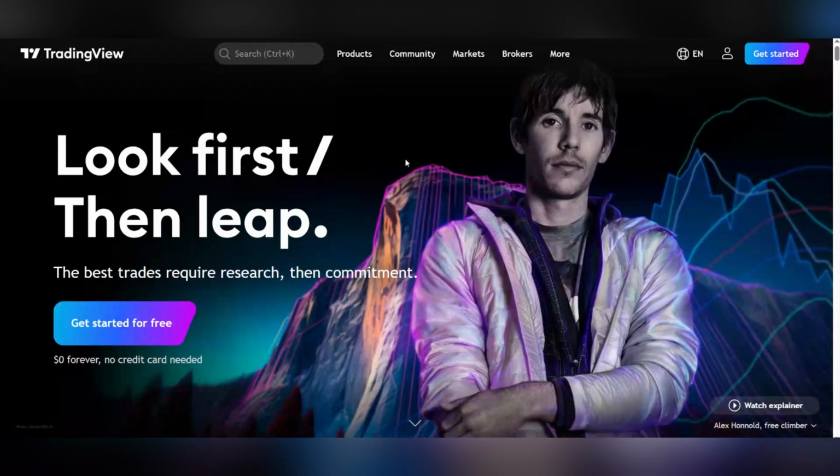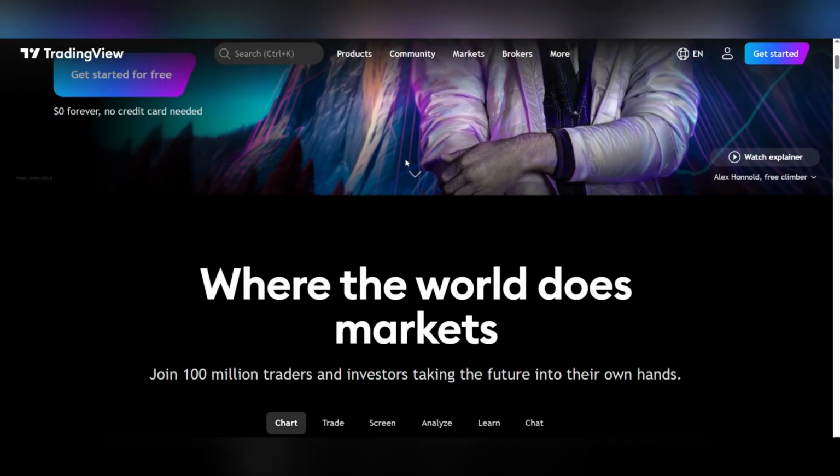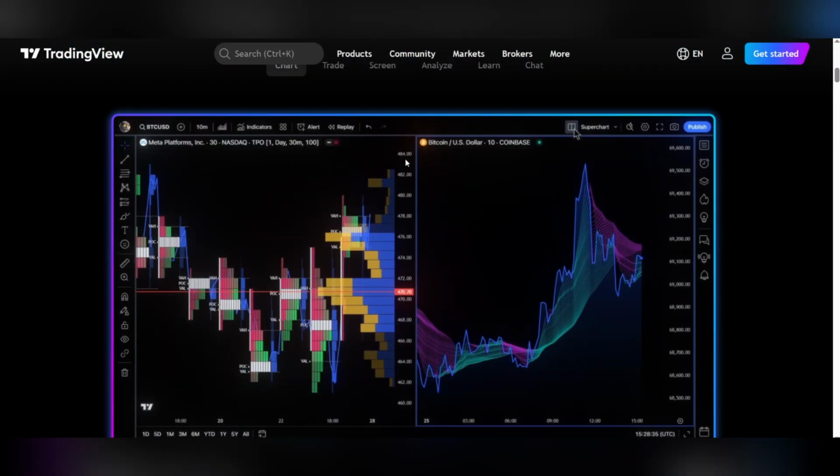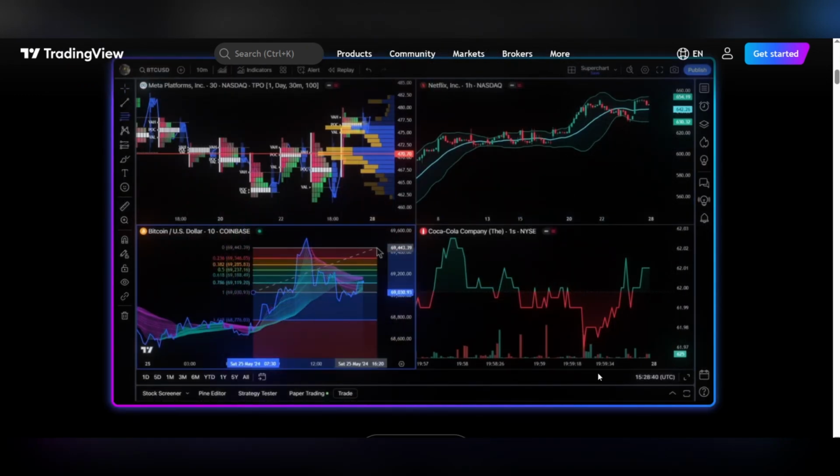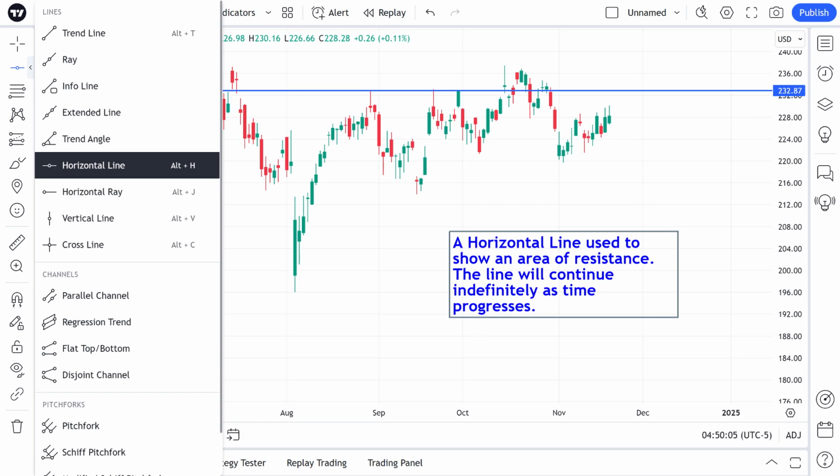Hello everyone, today we're gonna see how to draw the head and shoulders pattern on TradingView. Firstly, this is the first peak, where the price rises, then declines, which is the left shoulder. Open TradingView and load your chart.